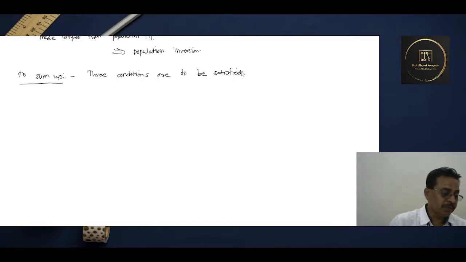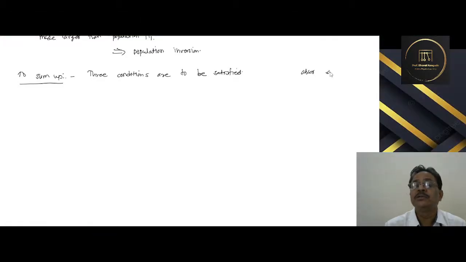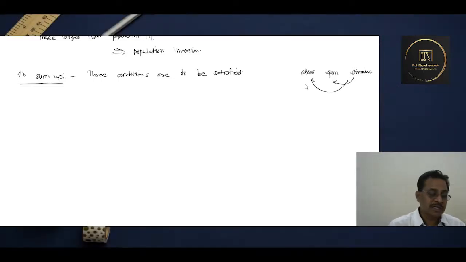Now see what these conditions are: they are to be satisfied to make stimulated emission overwhelm other transitions. These are three: absorption, spontaneous emission, and stimulated emission. So here the stimulated emission has to dominate over both of these. To achieve this, the following three conditions are important.